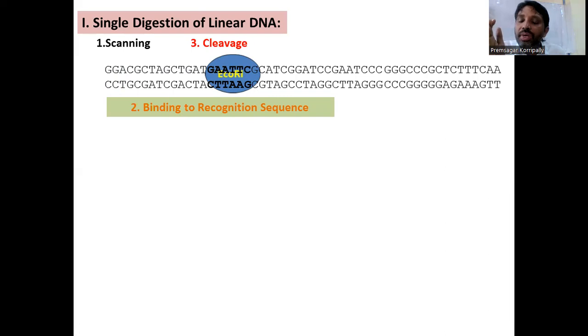Especially type 2 restriction endonucleases tend to cleave within the restriction site or recognition site. They may release cohesive ends or blunt ends. But a restriction endonuclease which belongs to class 2 will cleave within the restriction site. You can see the cleavage here.